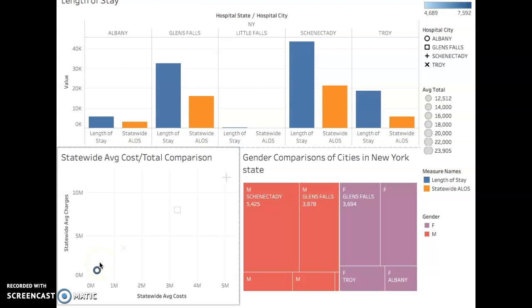The city with the lowest average cost and total is Albany, with an average total of $12,800 and an average cost of $6,395. The city with the largest average cost and total is Schenectady, with an average total of $23,900 and an average cost of $7,592.